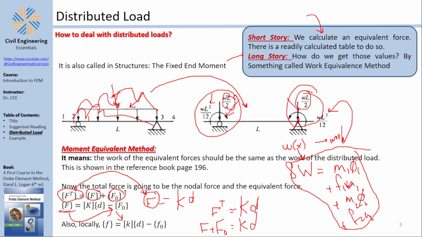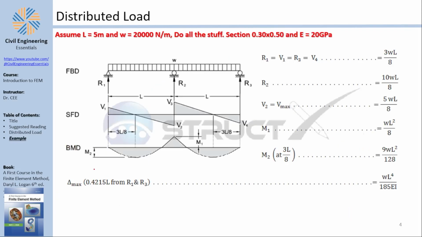Now, how do you use this? There is an example I'll explain today. So let's dive into the example. Now, that's an example I selected here. I'm assuming the length of the span is 5 meters. The load is 20 kilonewton, or 20,000 for unit purposes. And the section is 0.3 by 0.5 meters. And the elastic modulus is 20 gigapascals. We are talking about concrete.